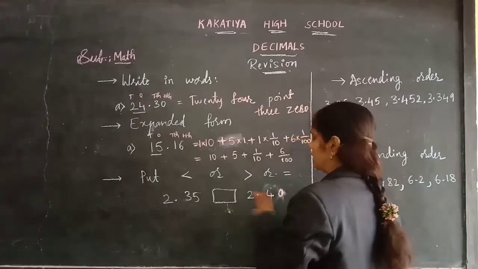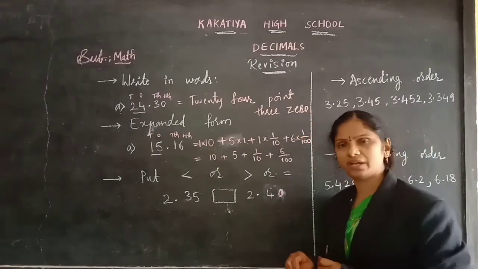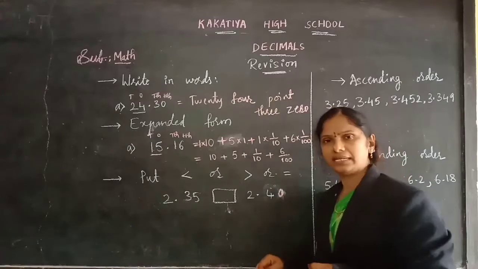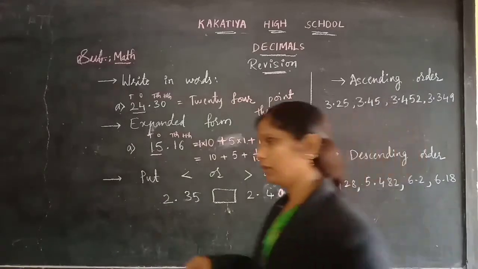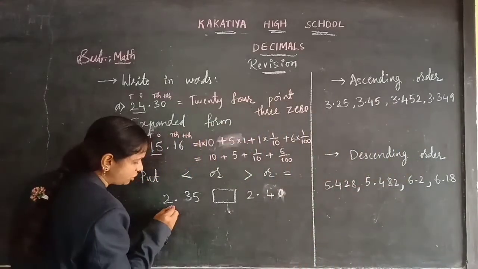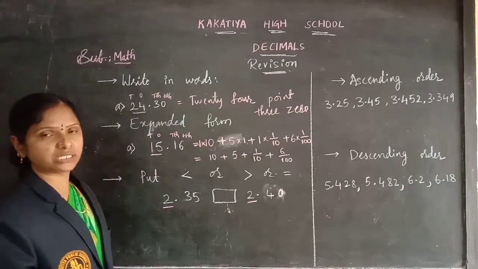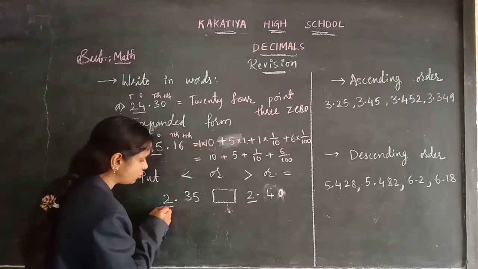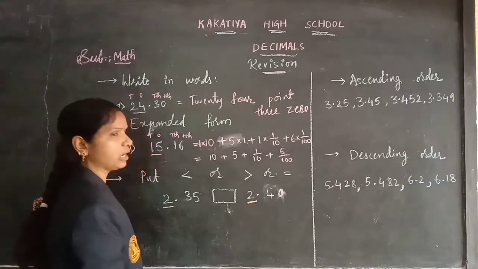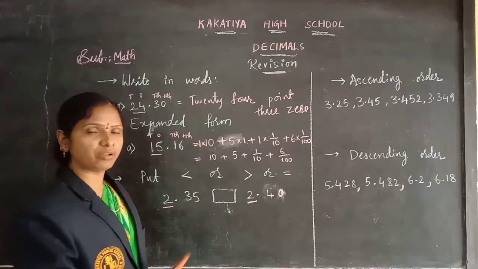Here two digits and here also two digits we have. So these two are like decimals. Now how to compare that? First we need to check the integral part of the two numbers. Here 2 we have, here 2 we have. Integral part is the same for both numbers.